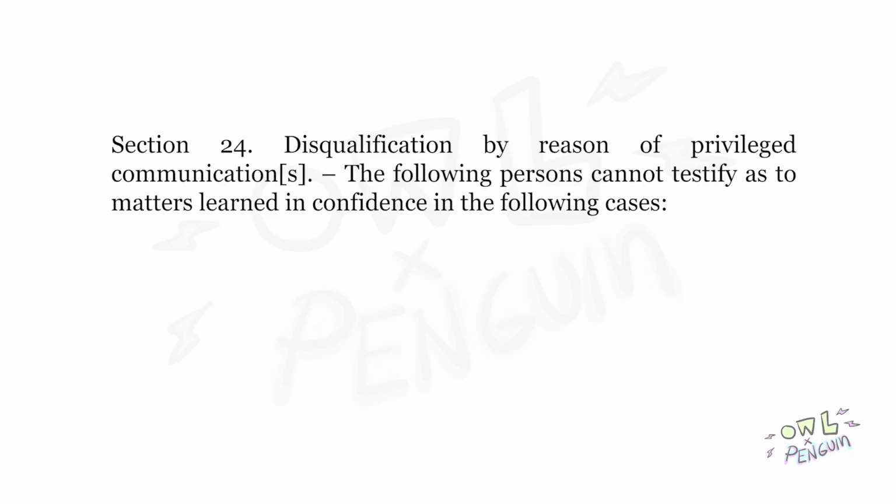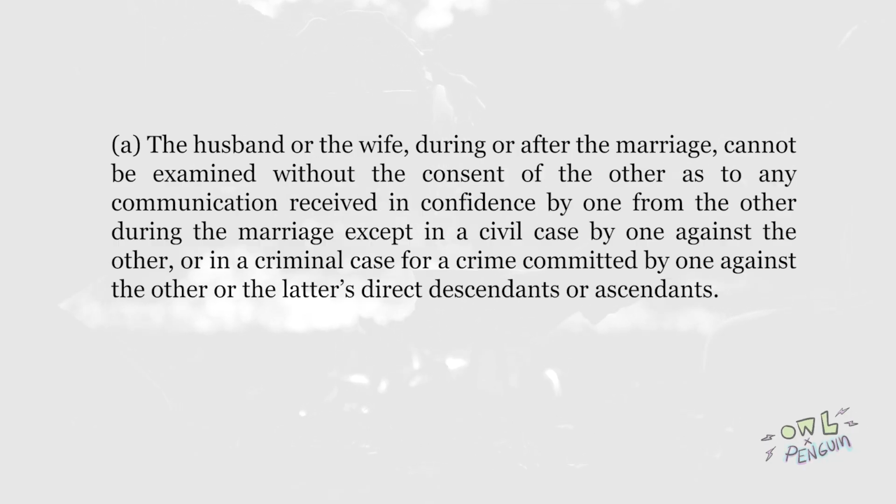Section 24. Disqualification by reason of privileged communication or communications. The following persons cannot testify as to matters learned in confidence in the following cases. A. The husband or the wife, during or after the marriage, cannot be examined without the consent of the other as to any communication received in confidence by one from the other during the marriage except in a civil case by one against the other, or in a criminal case for a crime committed by one against the other or the latter's direct descendants or ascendants.